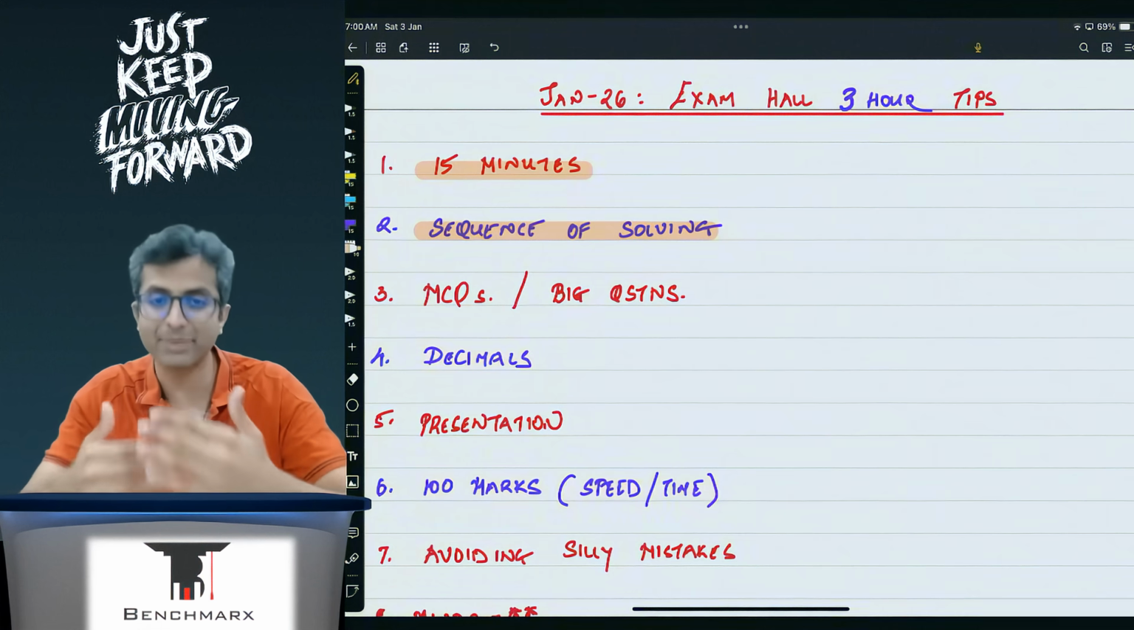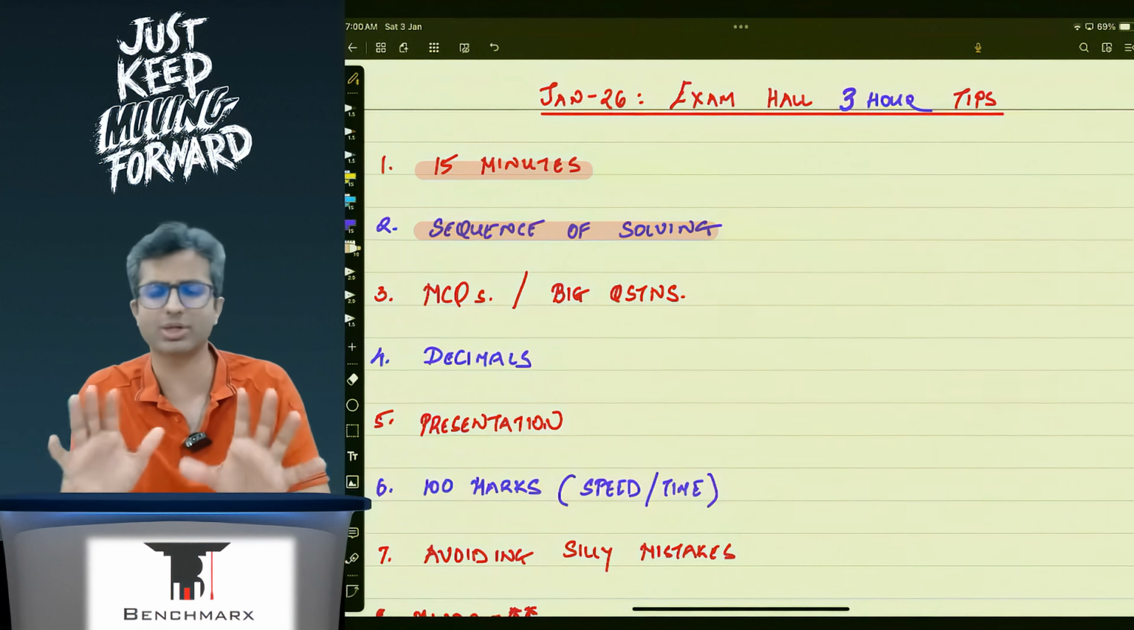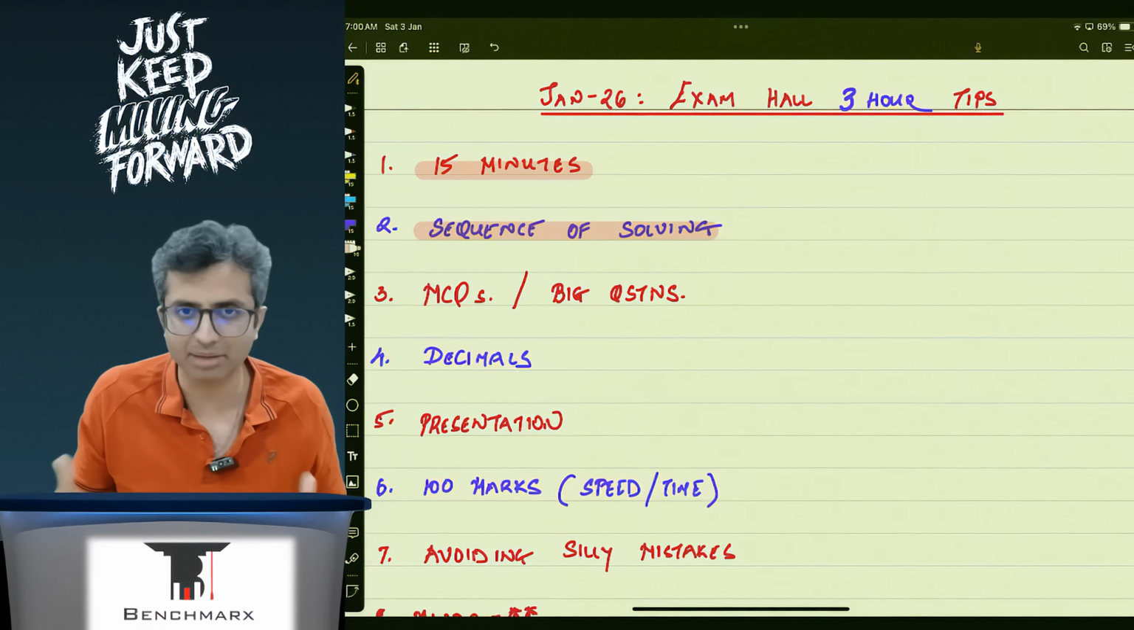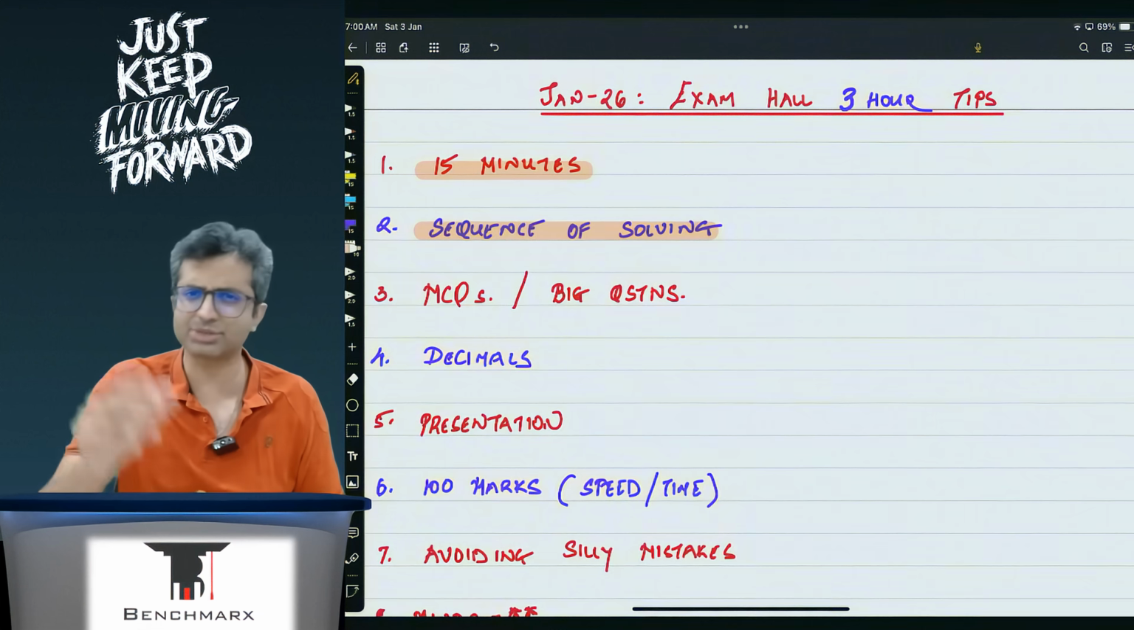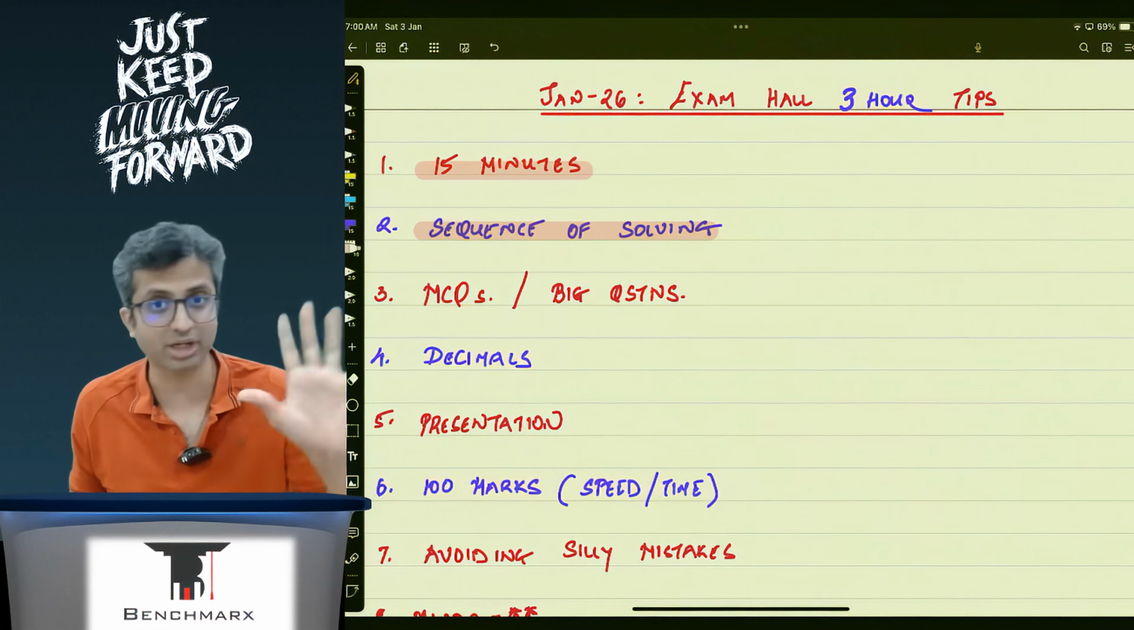After that, do a much bigger question, and then keep the question which you are a little dicey about because of complex adjustments, or keep a theory question for the end. That is what I would do.